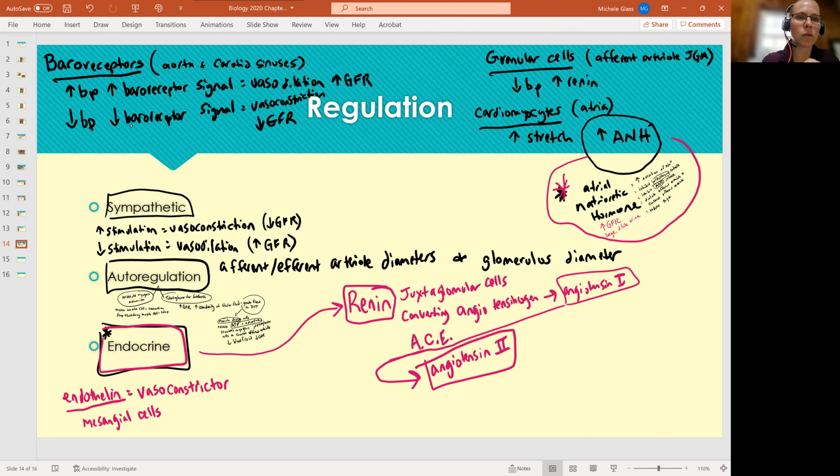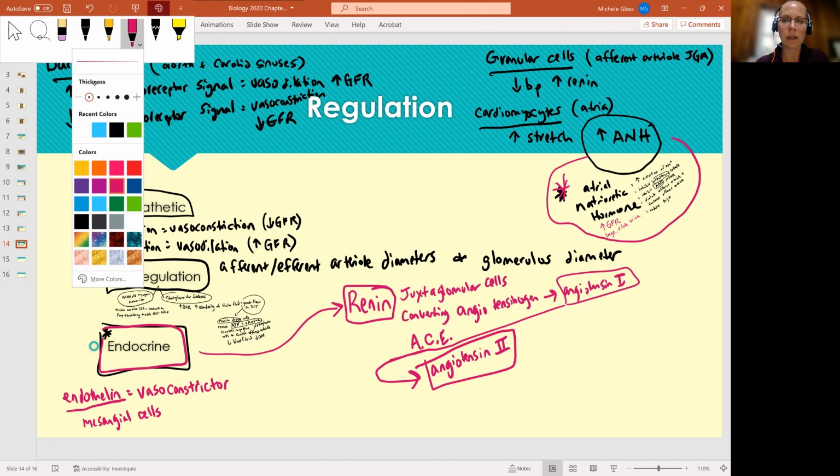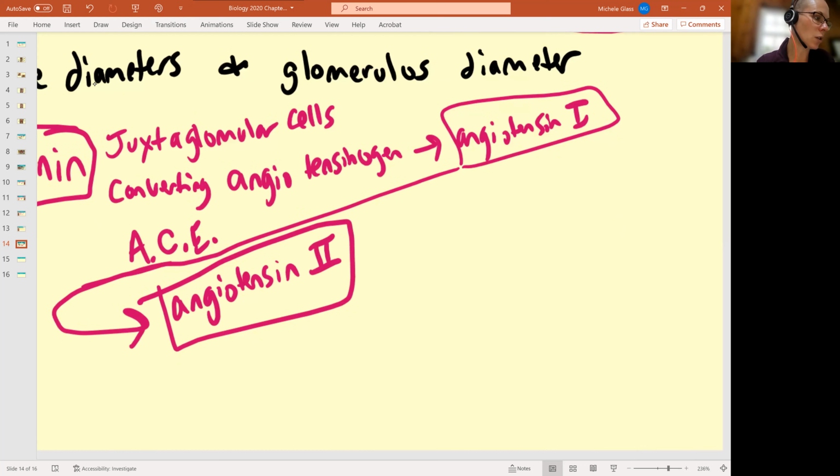Angiotensin 2 is really going to be the hormone that's responsible for all of the stuff that we're going to be looking at here. Angiotensin 2, we're going to see, is a vasoconstrictor of both the peripheral vessels, but also the afferent arteriole specifically. We'll see also that it's going to trigger the release of aldosterone.